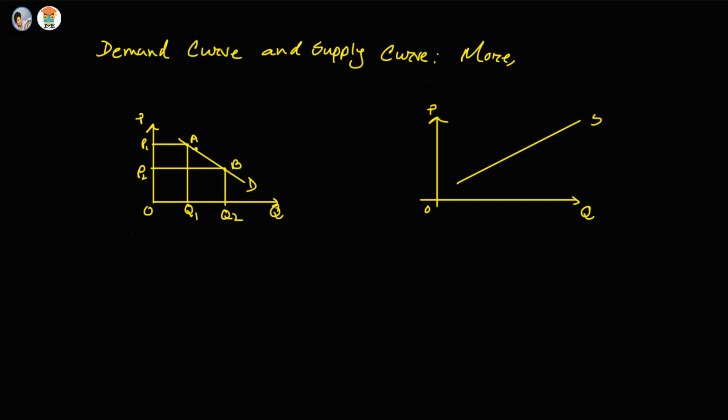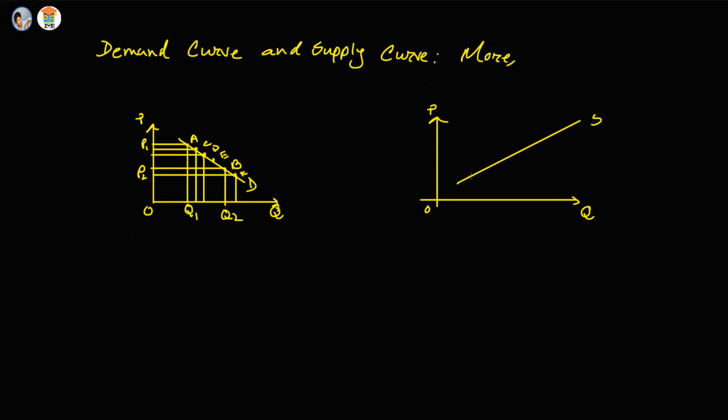There can be many points on the demand curve, C, D, E, or F. Each and every point shows the price and the quantity demand at that price.